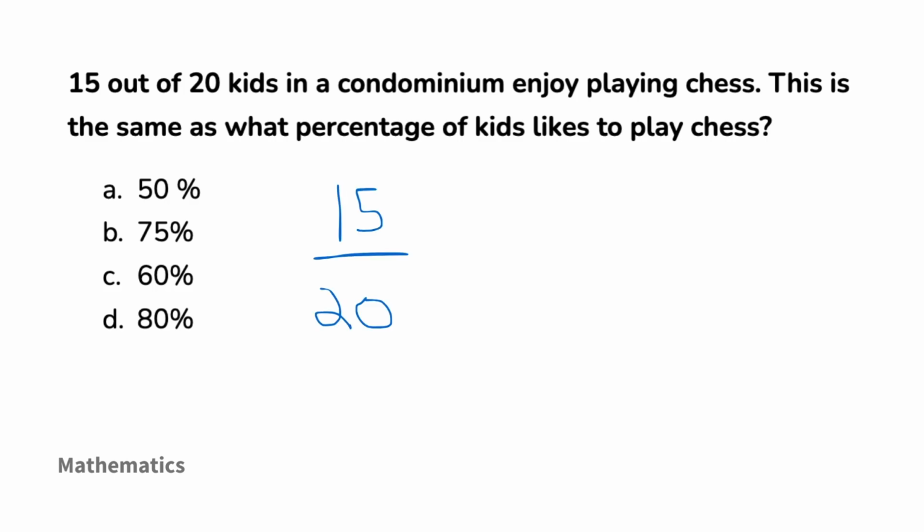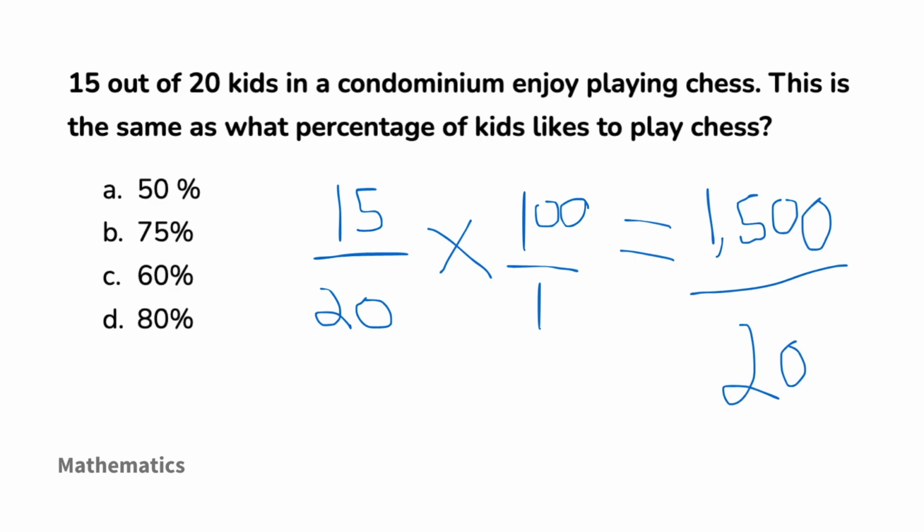All right, now let's work through this. Remember that 15 out of 20 means 15 over 20. To express this ratio or fraction as a percentage, you can multiply the ratio by 100 and then convert the entire fraction into its simplest form, which would give us 1,500 over 20. And this would give us the answer of 75%.